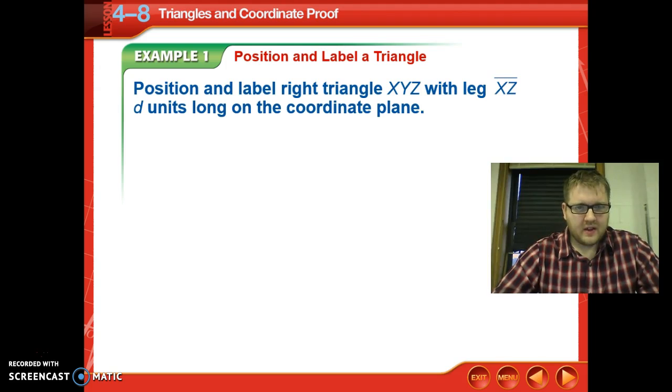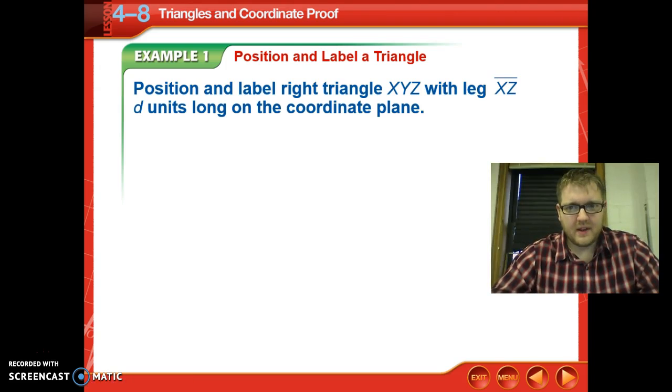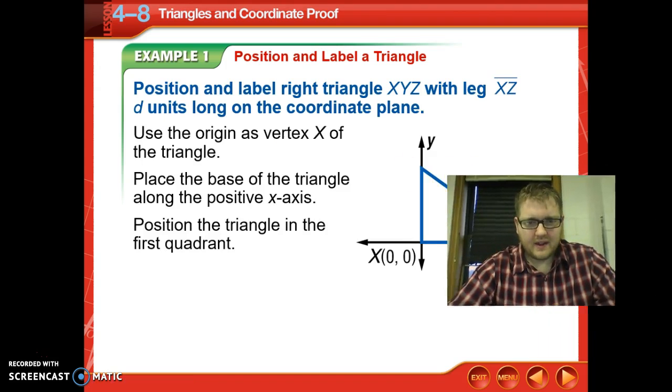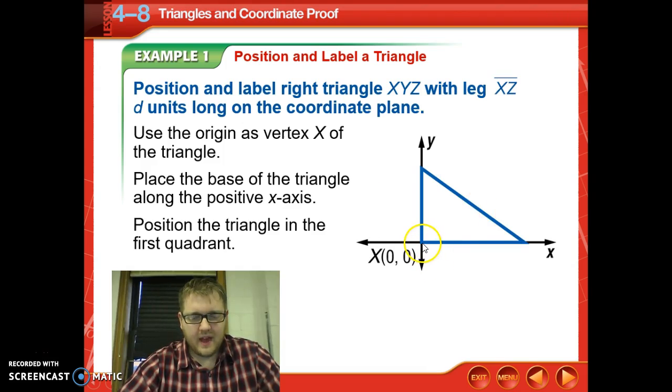So the first problem here asks us to position and label this right triangle XYZ with one of the legs, which is side XZ, and some number D units along the coordinate plane. So we don't know how long XZ is, but we know it's D units long. So on the coordinate plane, we're going to put X here at 0, 0, and then Z we know is D units long. So we want to put one side at least on the axis of this coordinate plane.